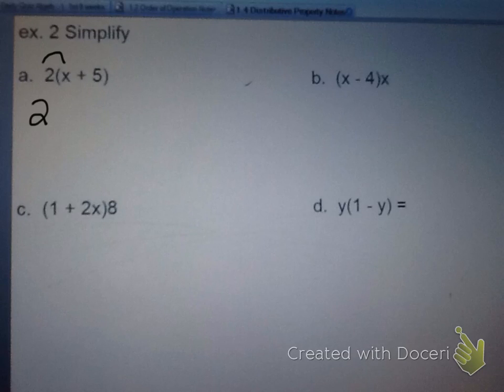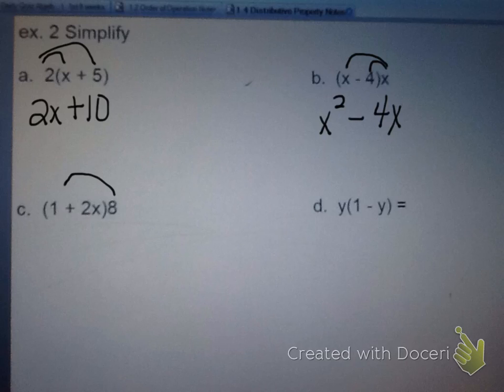Now let's look at example 2A. We are going to distribute 2 times each term in that parentheses. 2 times x is 2x, plus, that is a plus sign, 2 times 5 is 10. Example B, the x is behind the parentheses, so we distribute the x. X times x is x squared. That's a minus sign, and then x times 4 is 4x. Now you try to do example C and D.